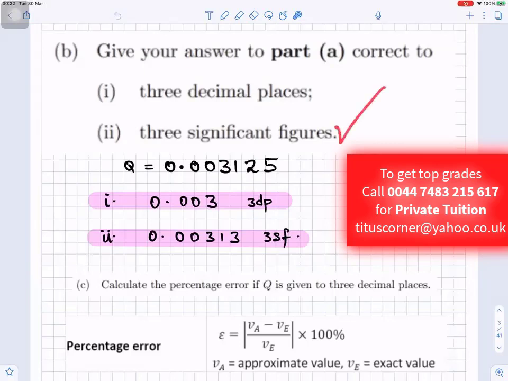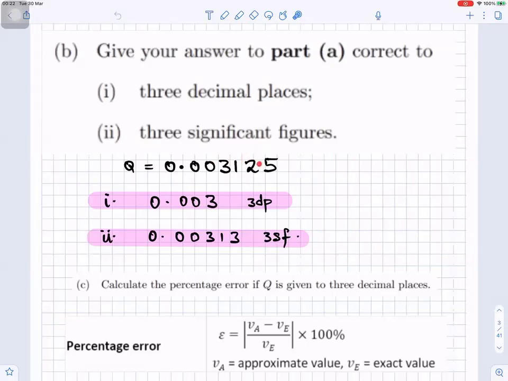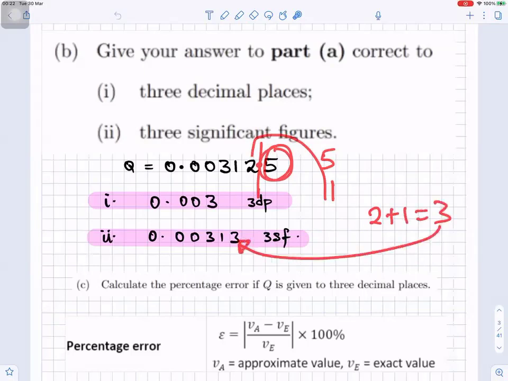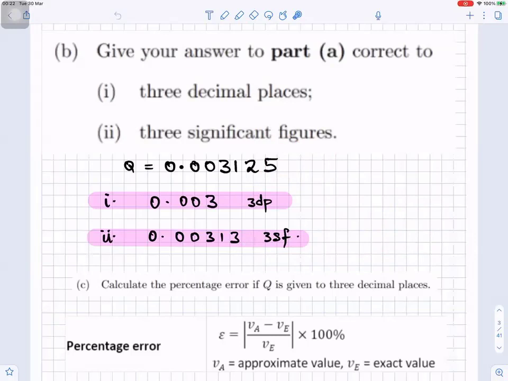And to 3 significant figures. So 0 is not a significant figure, 0 is not a significant figure. So you start counting from here. 1, 2, 3. So you put a decimal point after the 2. You look at the number on the right, the number is 5. Yes, it's 5 or more. So you round up and add 1 to the 2. So 2 plus 1 gives you 3, which is that 3 there. So it's 0.00313 to 3 significant figures.